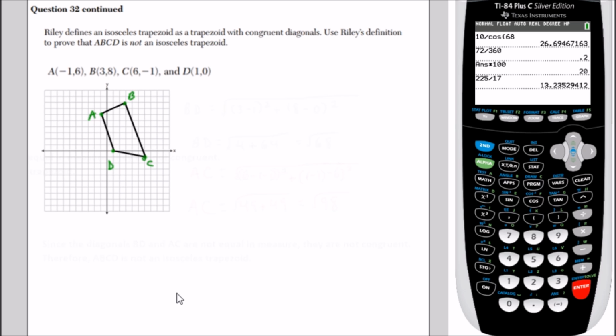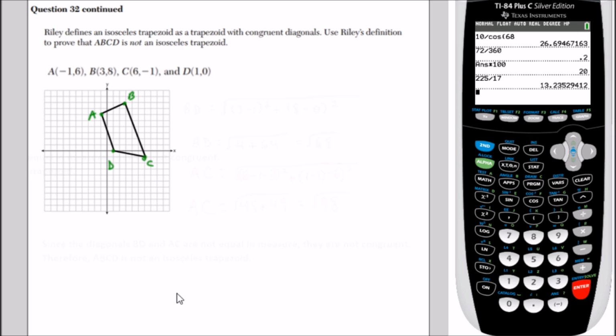For the rest of this question, because it is a 2-part question, now we have to use this definition that an isosceles trapezoid is one that has congruent diagonals. Well, this is Riley's definition. This is actually a theorem that could be proven, but we want to use this definition to show that this trapezoid is not an isosceles trapezoid. So really what we have to do here, if we're going to use Riley's definition, is show that the diagonals are not congruent if this is not going to be isosceles.